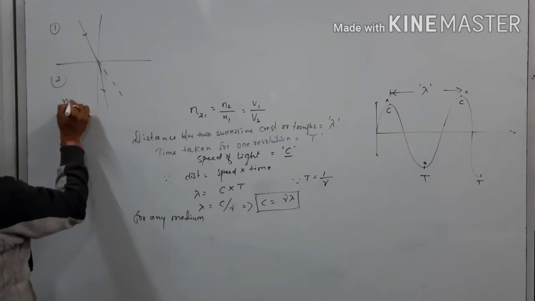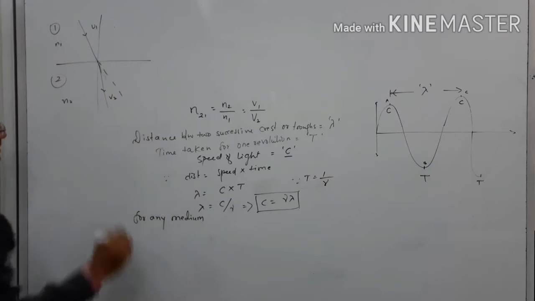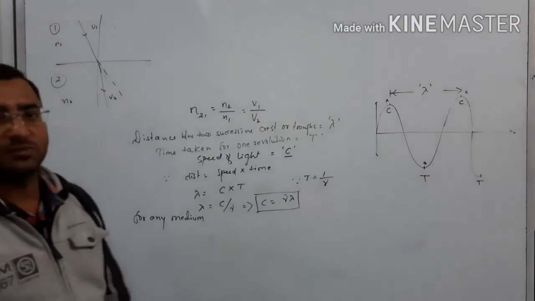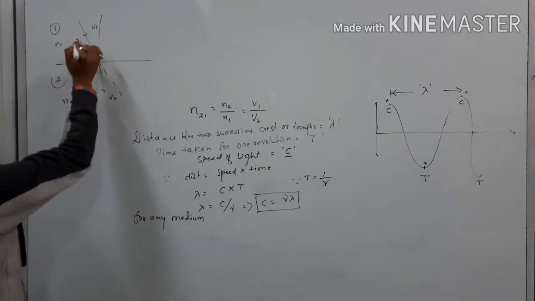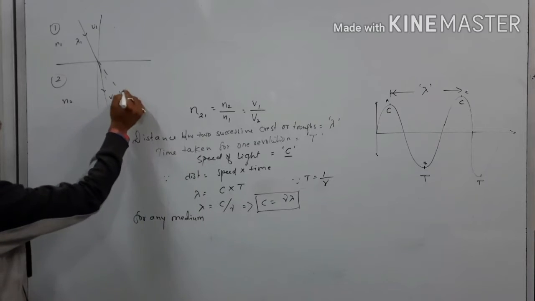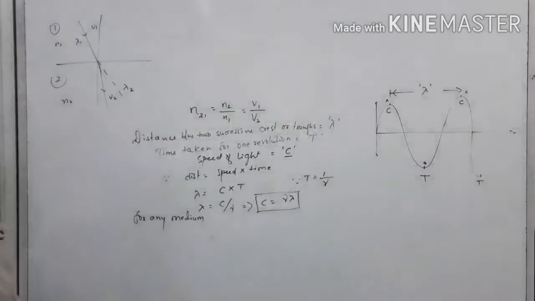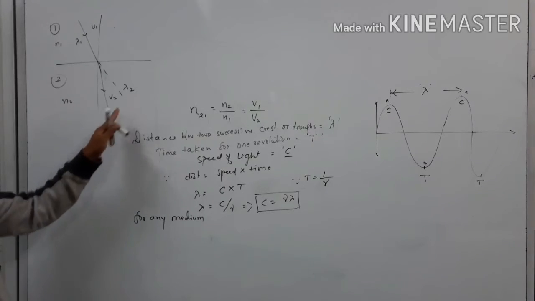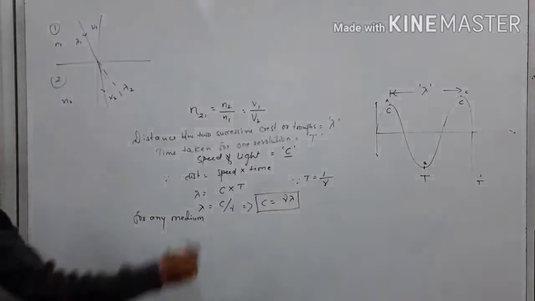Here the refractive indices are N1 and N2, and the speeds of light are V1 and V2. Listen carefully: when the speed of light is V1, lambda 1 is the wavelength of light here. As we know, in refraction the wavelength is changeable. So in the second medium, lambda 2 is the wavelength of light.